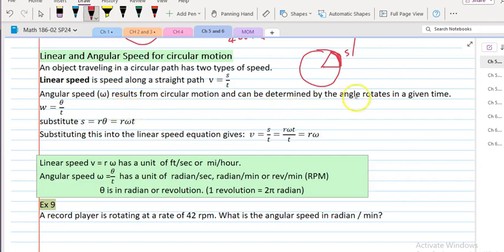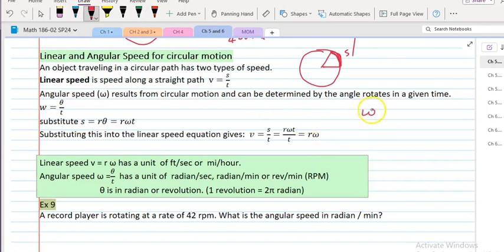Angular speed is about how much rotation over time. And so theta is usually in radian, and so the unit is radian per second, radian per whatever. Now, if I substitute s is equal to r theta here, so I will see that the velocity, the linear speed, is actually r omega.